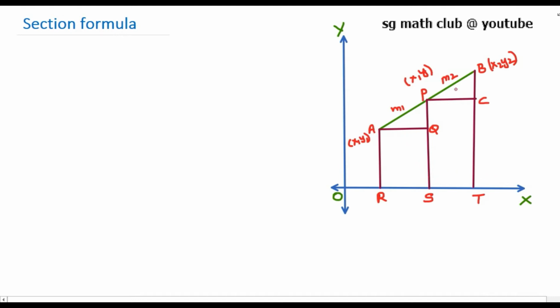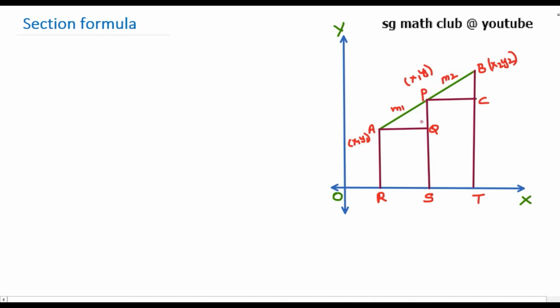First we have the line segment AB. Coordinate of A is x1, y1. Coordinate of B is x2, y2, and P divides internally the line segment AB in the ratio m1:m2. We need to find out the coordinates of P, which is taken as x and y. And the construction we have made is, we have drawn the perpendicular lines AR, PS and BT to x-axis, and lines AQ and PC parallel to x-axis.